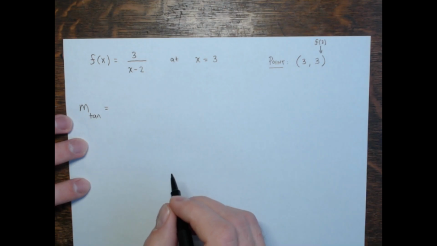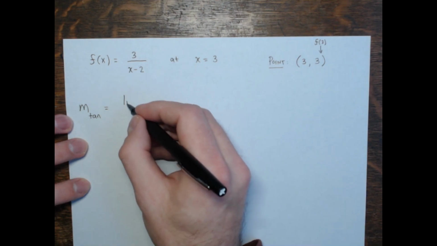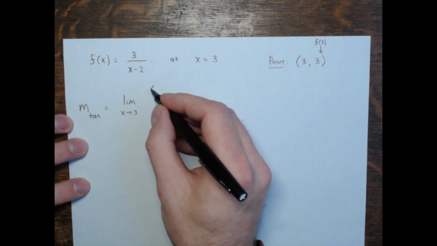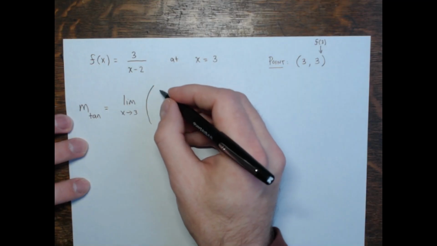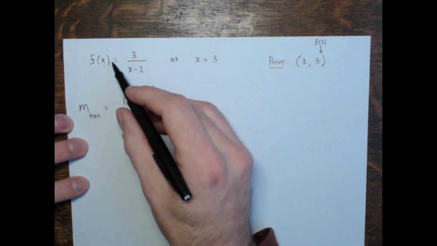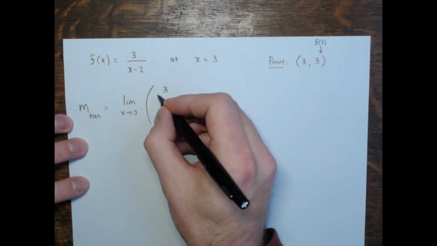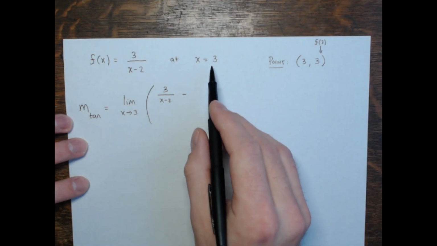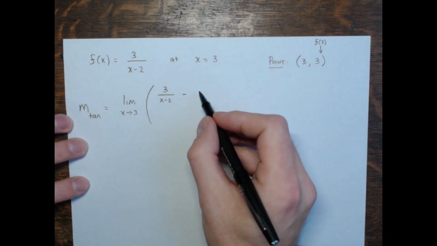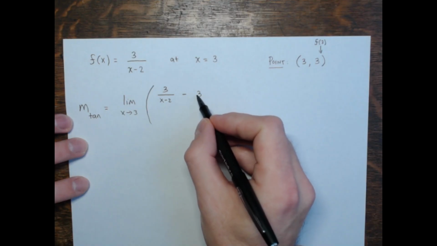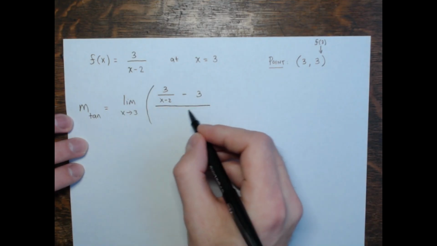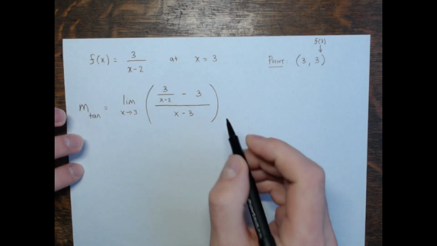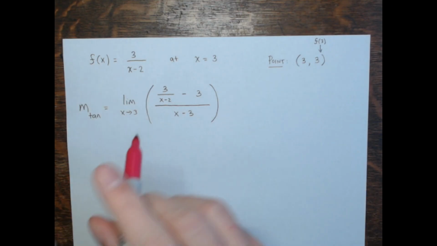So again, I'm going to do that first one where we have a value of x that's not 3 approaching 3. The limit as x approaches 3 of the value of f at x, 3 over x minus 2, minus the value of f at 3, which is just 3, divided by x minus 3, the change in x. All right, so another 0 over 0.